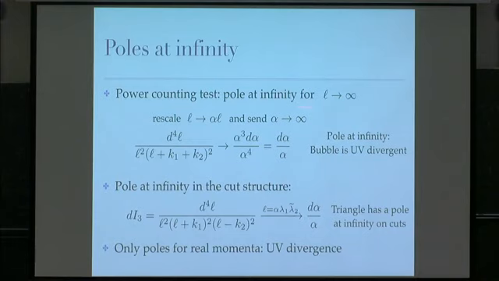The reason is that this pole at infinity happens in the complex plane, not in the real plane, because here L is alpha lambda 1 lambda 2 tilde, so this is already a complex momentum. So there is a pole at infinity, but when we integrate over the real slice, it's not in the integration domain. Therefore the triangle is fine, but the bubble is not fine, because there is actually a pole in the integration domain.